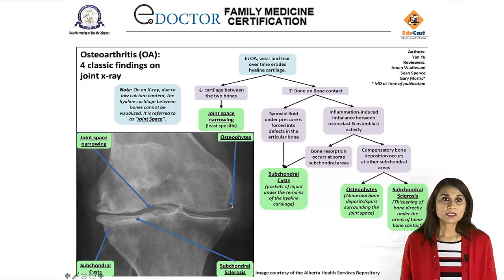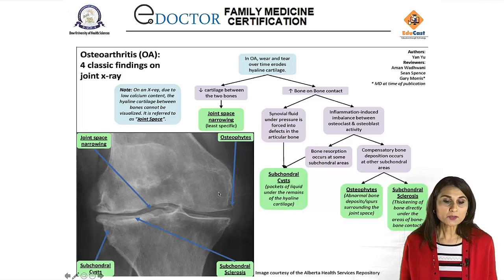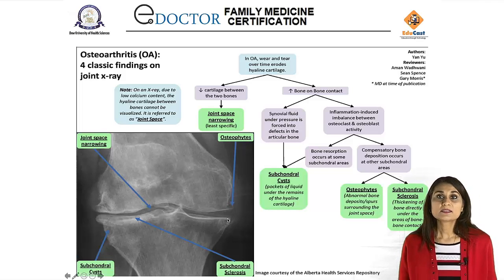On the other hand, what do we have over here? We have osteophytes. So what are osteophytes? This is our abnormal bone deposit, spurs surrounding the joint space. So, abnormal bone spurs surrounding the joints.